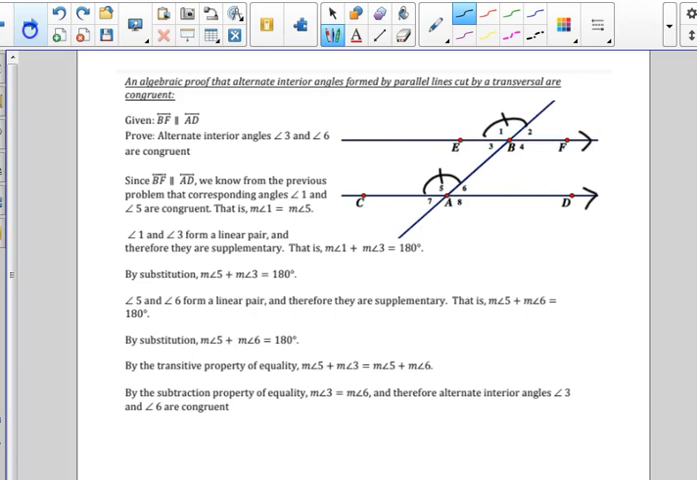The measure of angle 1 and the measure of angle 3 form a linear pair. That means that they add up to 180 degrees. By substitution then, we can say that the measure of angle 5 plus the measure of angle 3 equals 180 degrees.